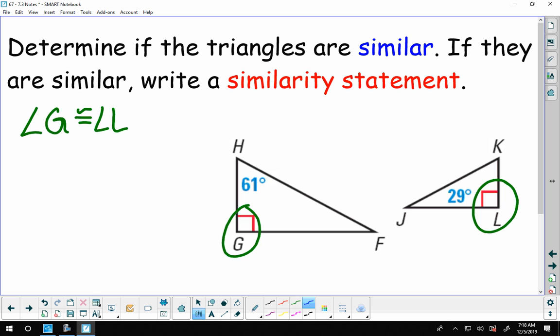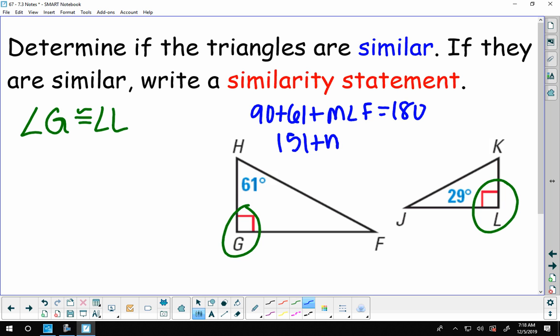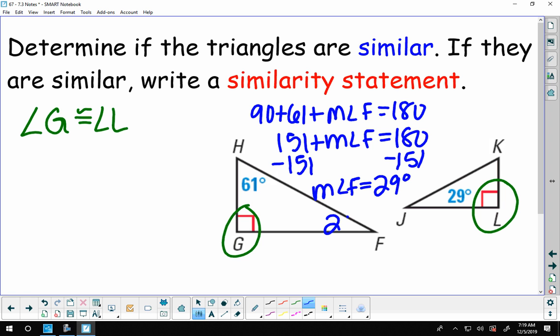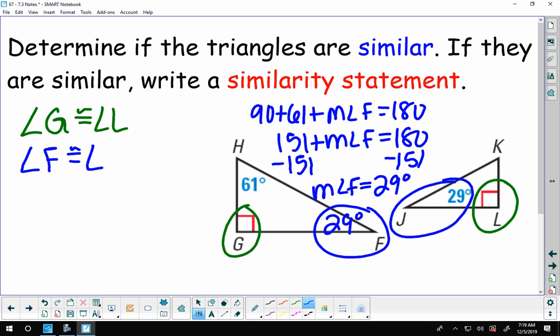So let's find them. We know that the three angles in a triangle add up to 180 degrees. So if we add these three angles together, they're going to total 180 degrees. So we really have 151 plus the measure of angle F equals 180. Subtract 151 from 180, and we now know that the measure of angle F is 29 degrees. So the measure of angle F is actually congruent to the measure of angle J. So we know that angle F is congruent to angle J.